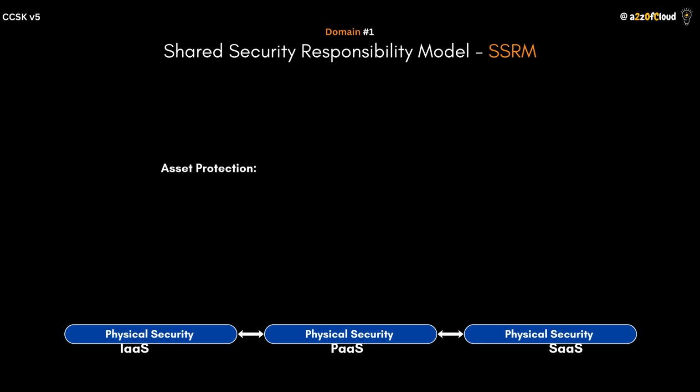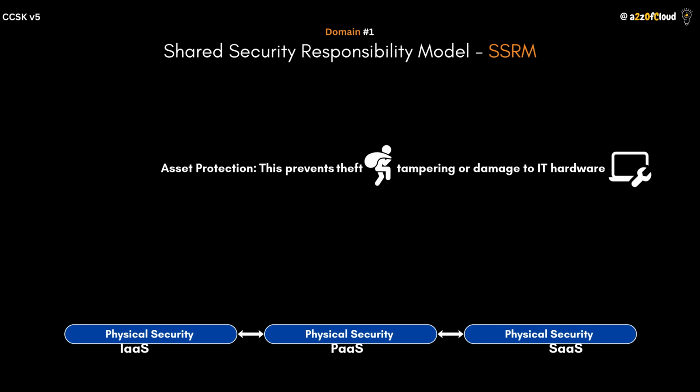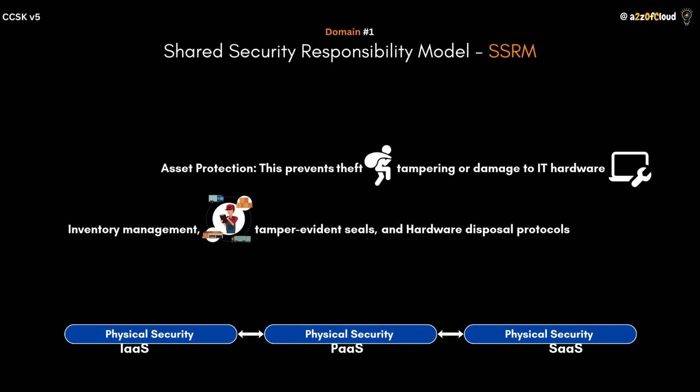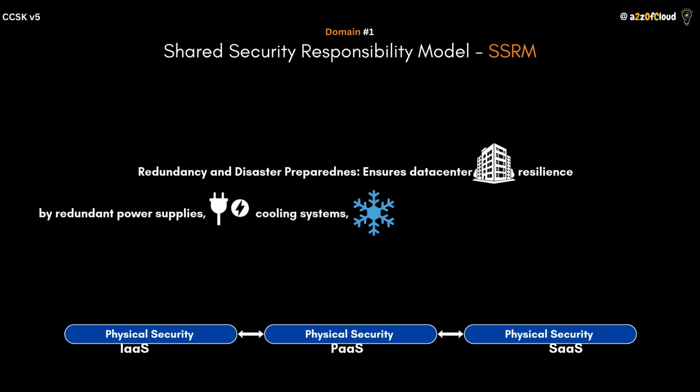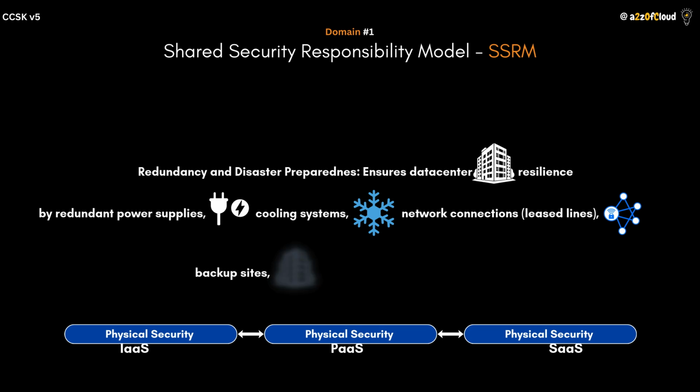Asset protection. This is another aspect of physical security. This prevents theft, tampering, or damage to IT hardware. Inventory management, tamper-evident seals, and hardware disposal protocols to protect sensitive data helps in asset protection. Redundancy and disaster preparedness. This aspect of physical security ensures data center resilience by redundant power supplies, cooling systems, network connections, backup sites, and disaster recovery plans.